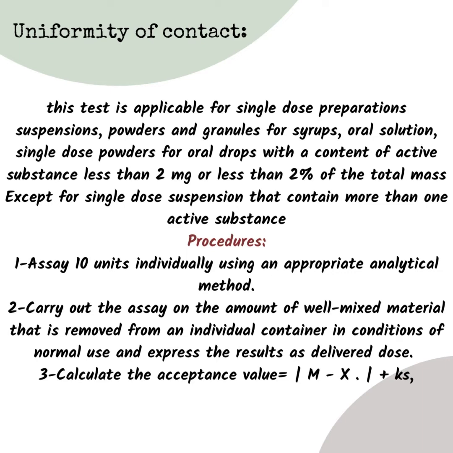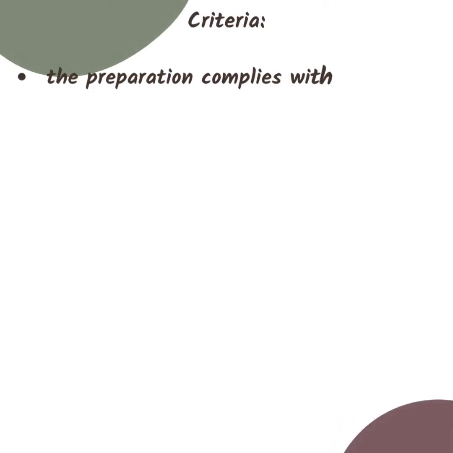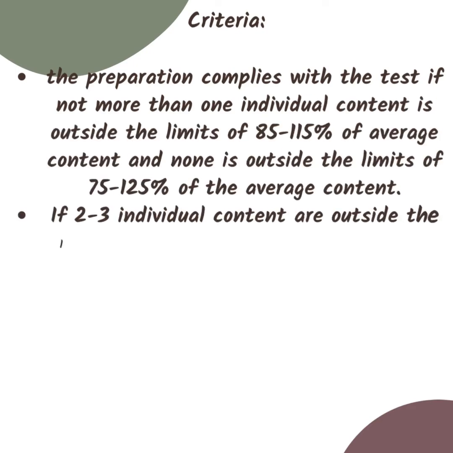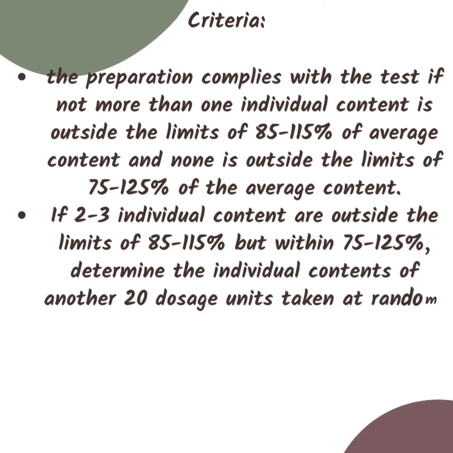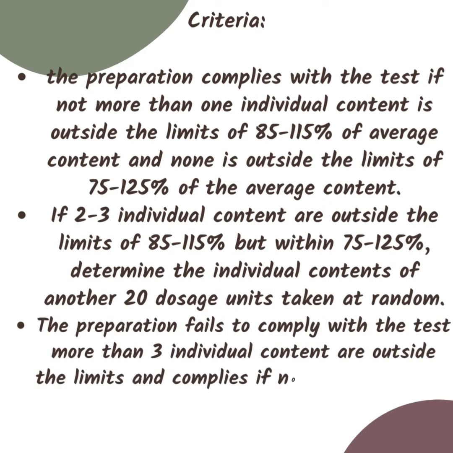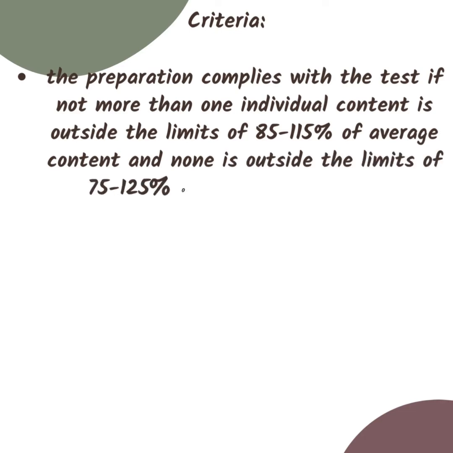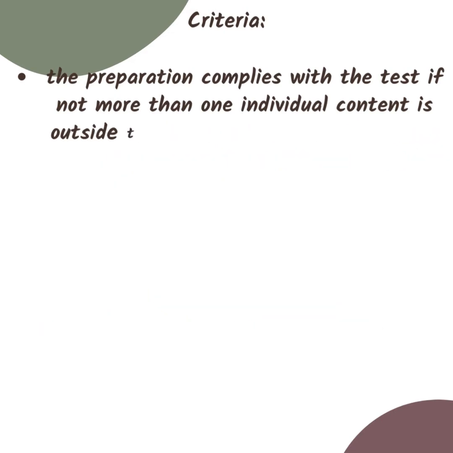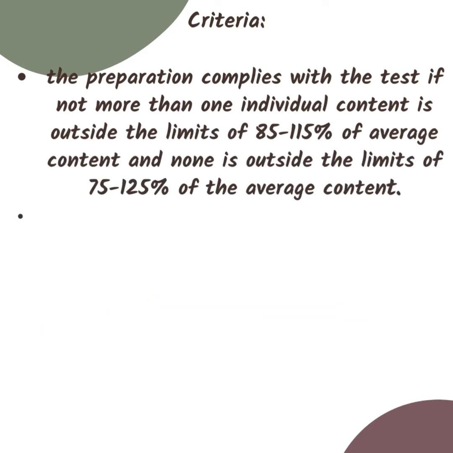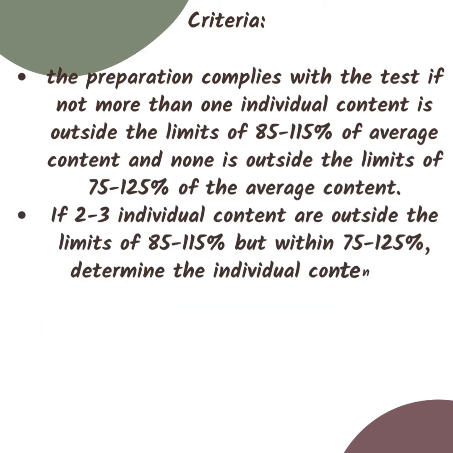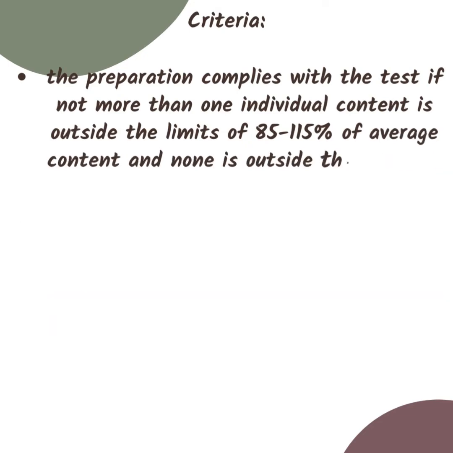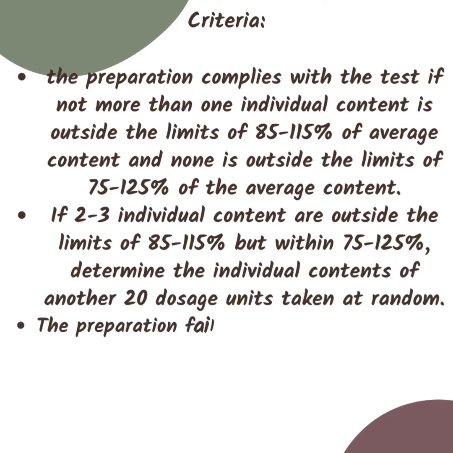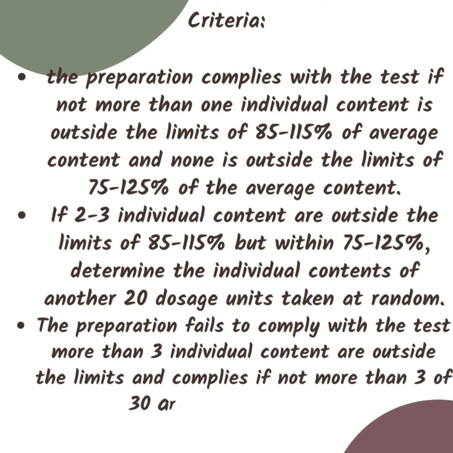Criteria: the preparation complies with the test if not more than one individual content is outside the limit of 85 to 115% of average content, and none is outside the limit of 75 to 125% of the average content. The preparation failed to comply with the test if more than 3 individual contents are outside the limit, and complies if not more than 3 of 30 are outside the limit.